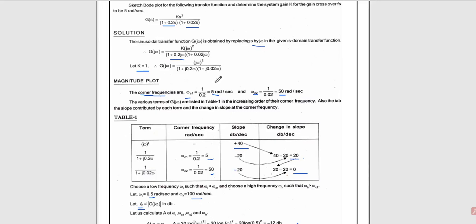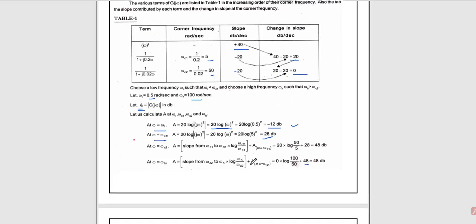You can see here this is your transfer function equation, (j omega) squared. For j omega the angle is 90. If it is squared, it means (j omega) to the power of n. Here n is 2, so 2 into 90, and you will be getting 180.